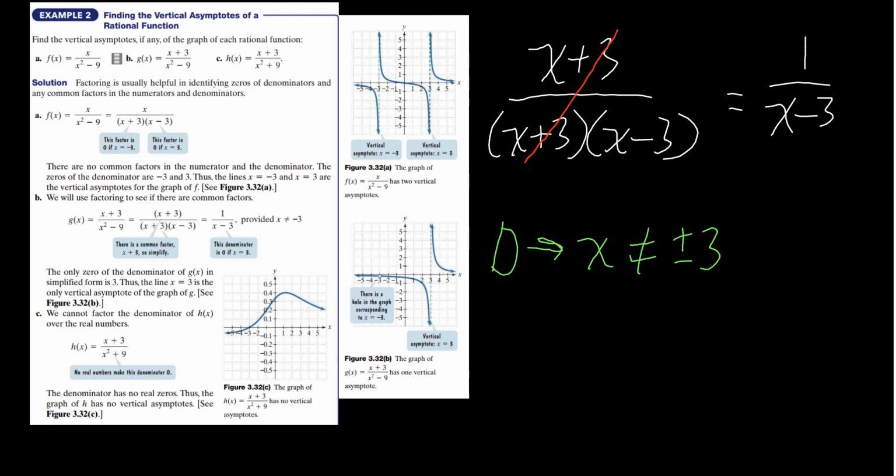Okay, now C. Well, C in example 1, I said that there's no way we can make that denominator equal to 0, and so it's just a normal graph, right? There's no vertical asymptote and there's no holes. So hopefully you see the relationship between the domain that we discussed and the idea of vertical asymptotes and holes in the graph.